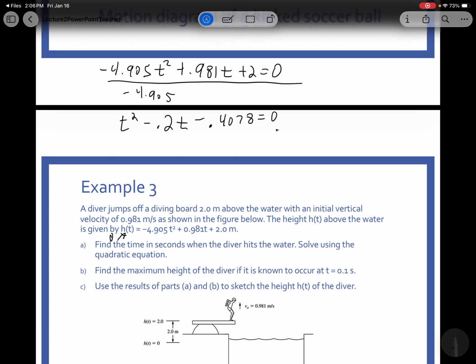So in this case, we have A equals 1, B equals negative 0.2, and C equals negative 0.4078. Quadratic equation, t is going to equal minus B plus or minus the square root of B squared minus 4AC, everything divided by 2A.